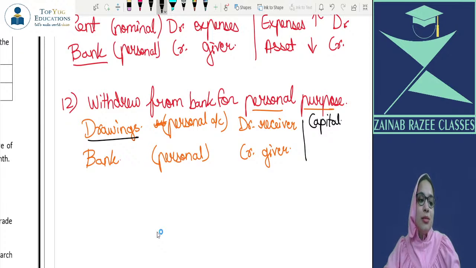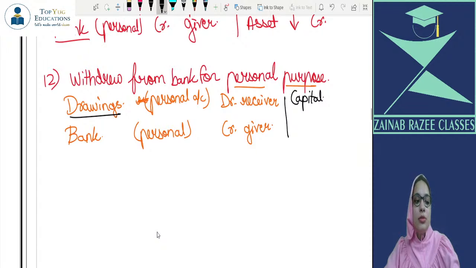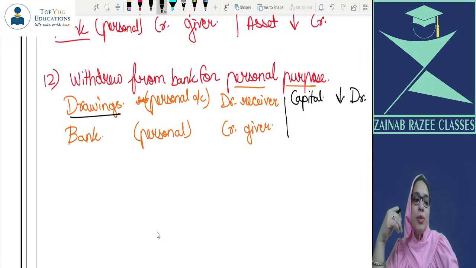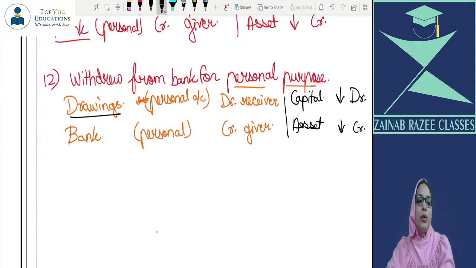Are you guys getting it? It's not even our asset. Asset means we'll receive some benefit in future. No. Drawings will be a part of capital. It reduces capital, so capital decreases. That is why debit. Due to drawings, whatever business has to pay to the owner decreases because he withdrew some amount. And bank is an asset. Asset is also decreasing, hence credit. I hope up till here everything was clear.